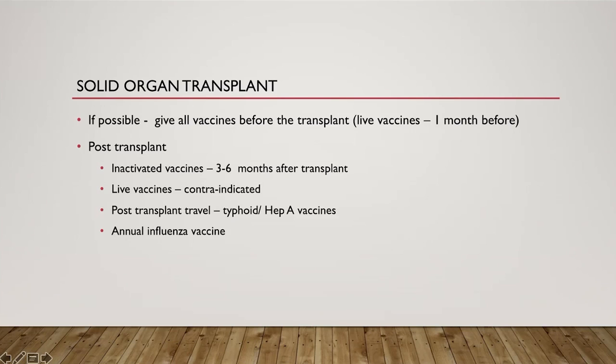Live vaccines post-transplant are contraindicated. If the child has to travel after transplant, vaccines like typhoid and hepatitis A vaccines can be given as long as they are inactivated vaccines. An annual influenza vaccine is indicated for any child who has undergone solid organ transplant.